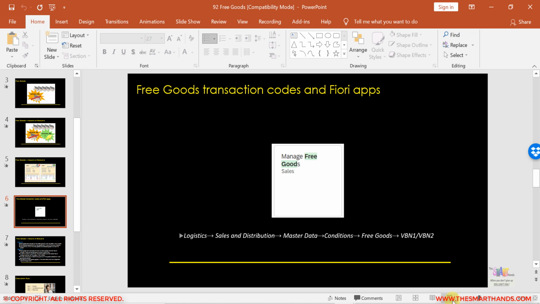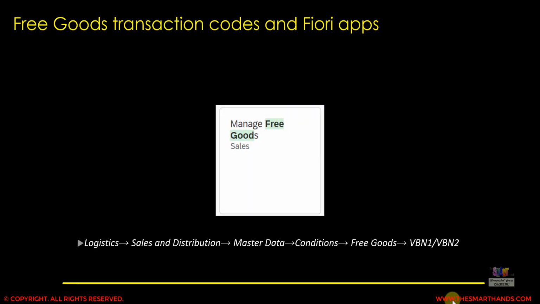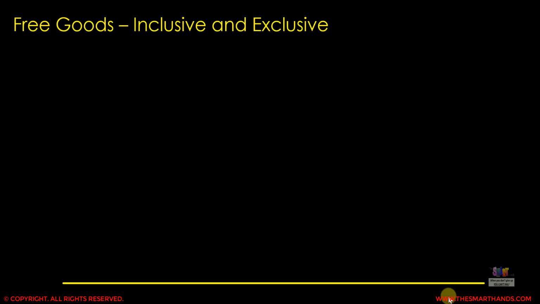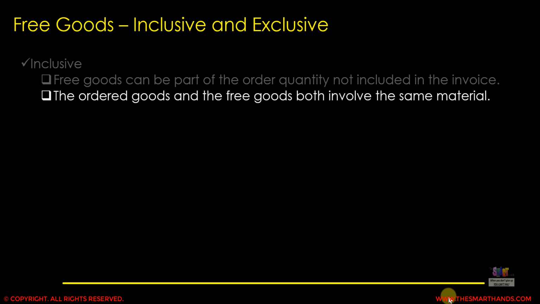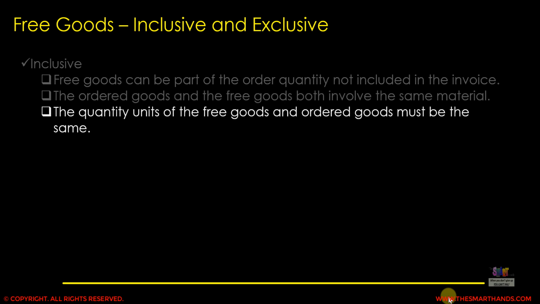So that's how we create the master data. Let us discuss some more details about the inclusive and exclusive free goods types. When you talk about the inclusive, free goods can be a part of the order quantity not included in the invoice. The ordered goods and the free goods both involve the same material. As I said before, it must be the same product. The quantity units of the free goods and ordered goods must be the same. So that's a condition for inclusive.